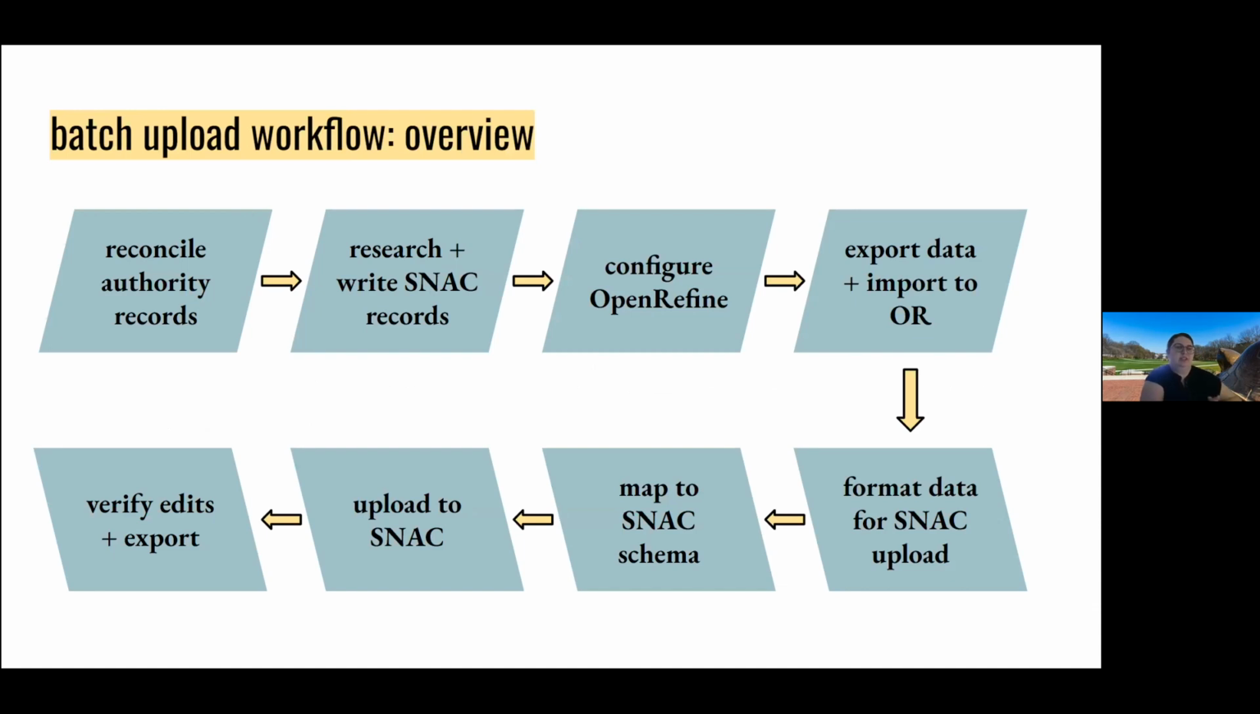So this is a really broad overview of what the workflow looked like, and I'll talk a little bit about a few of these steps in particular. So the first step was to reconcile our project authority data against SNAC. Then we went on to research and write the SNAC record that we wanted to create. Then we configured OpenRefine with SNAC extension as well as our SNAC API key, and that's tied to your individual SNAC editor account. Then we exported our data out of our project database, which was Airtable, and imported it into OpenRefine.